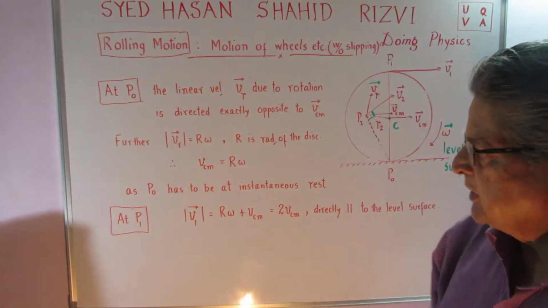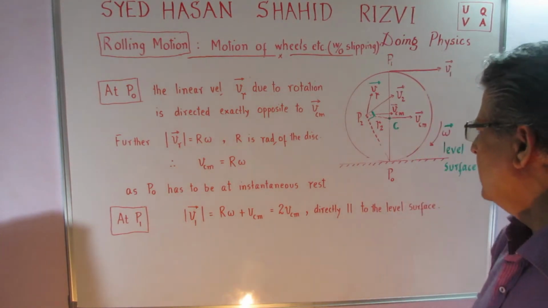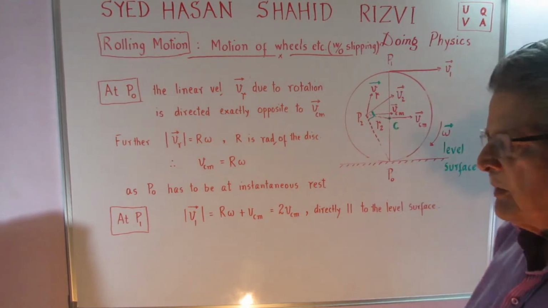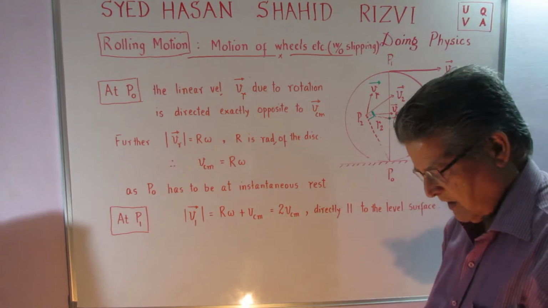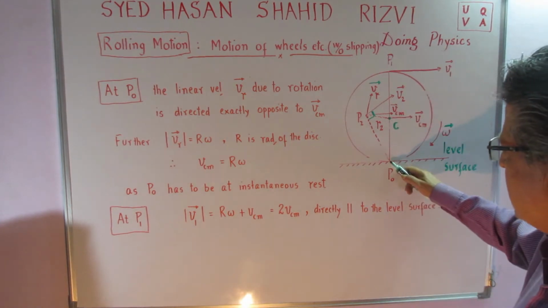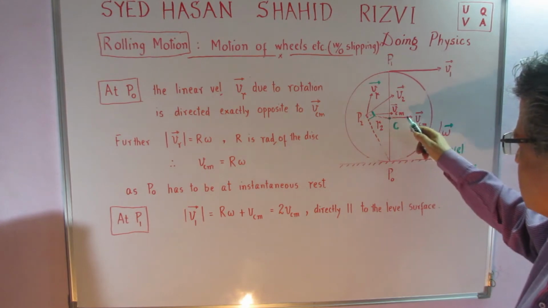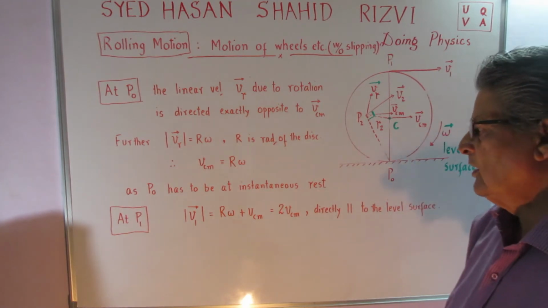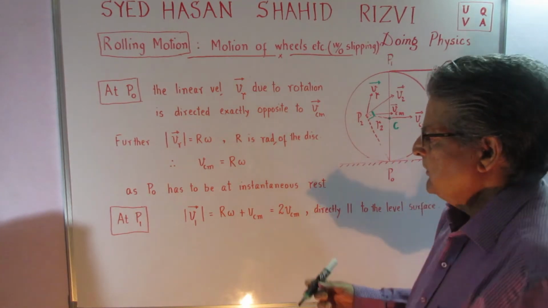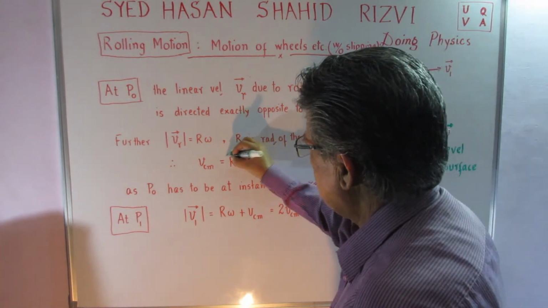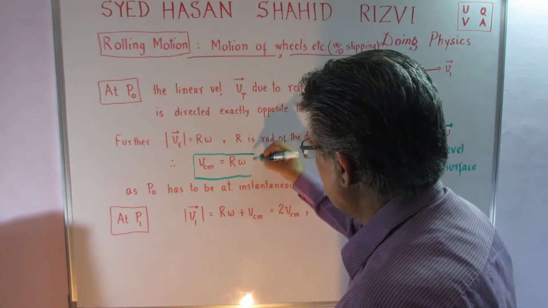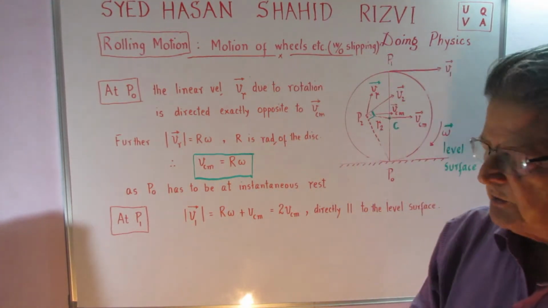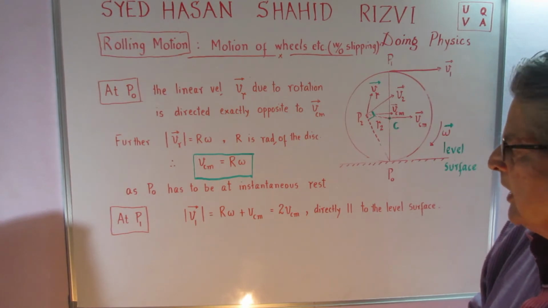So the condition which has been defined is that while rotatory motion takes place, this point is momentarily, instantaneously at rest, because the two velocities, one because of the center of mass and the other because of the rotatory motion, cancel each other out at this point. And we can write the scalar relation that the velocity of the center of mass is equal to R omega.